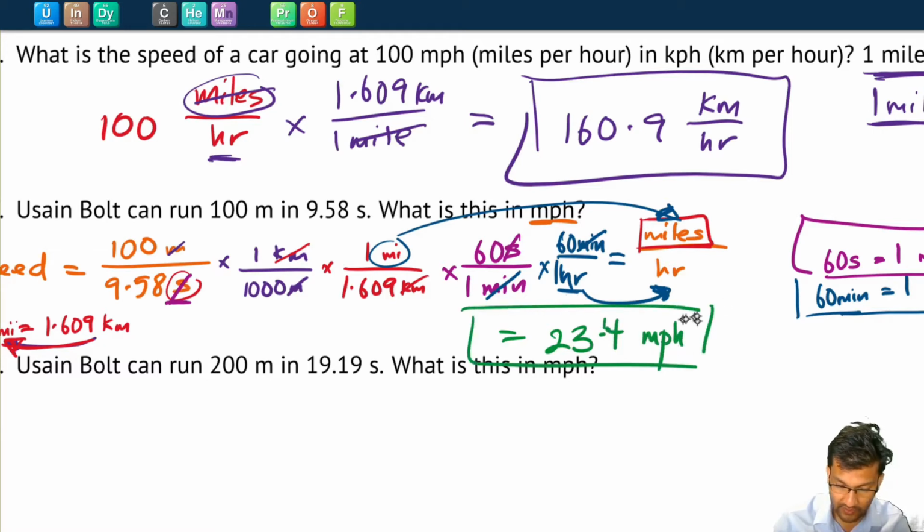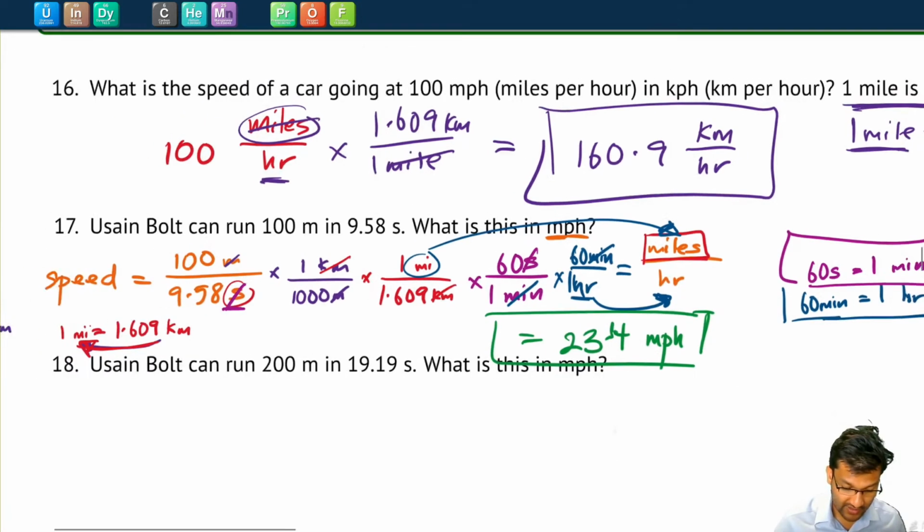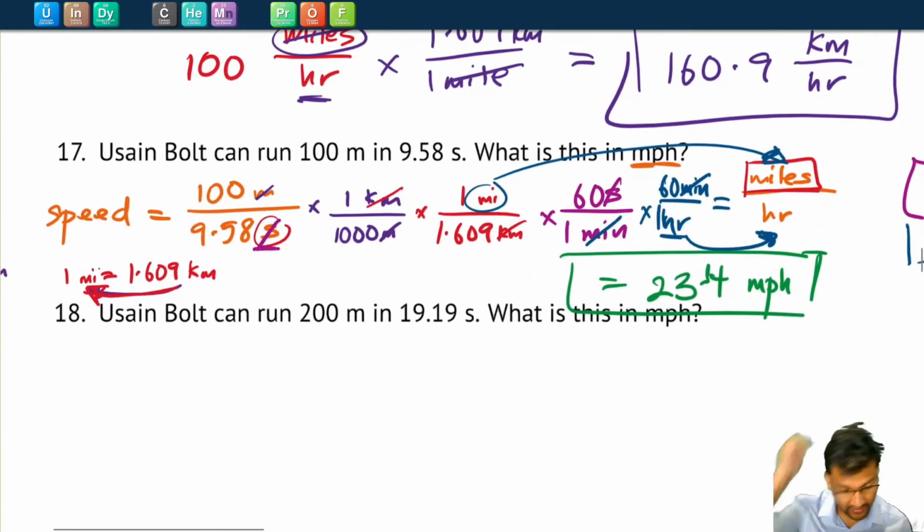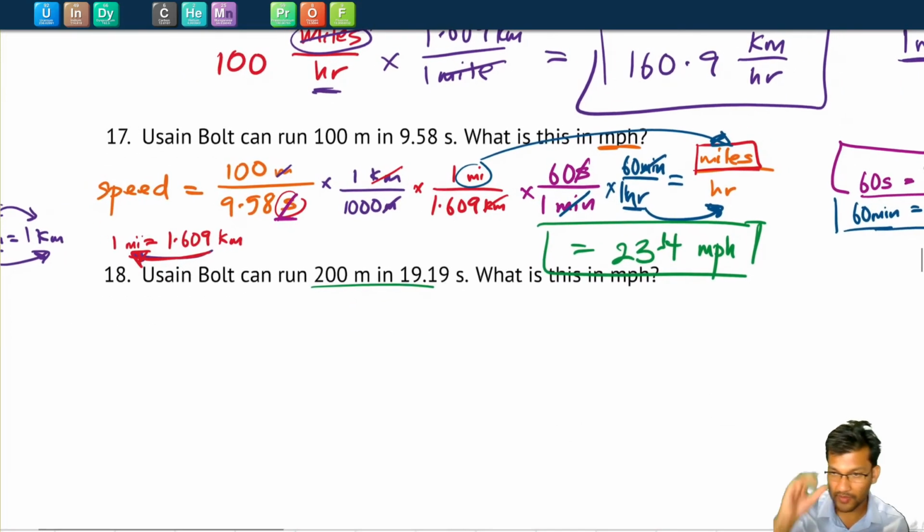Which seems very reasonable, but also pretty slow. I mean, 23.4 miles per hour in a car seems very slow. But that's the speed of Mr. Usain Bolt, the world record for 100 meters. Try this for his speed, his time in the 200 meters, and let me know what you get.